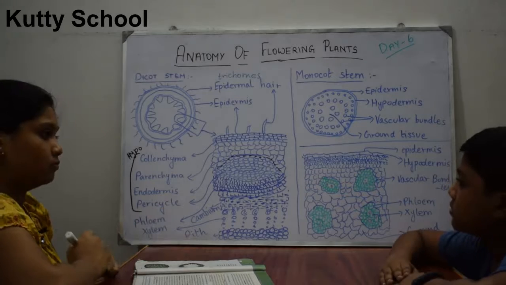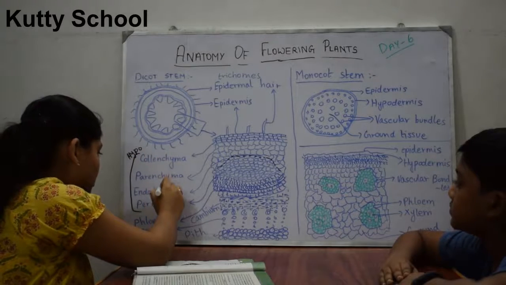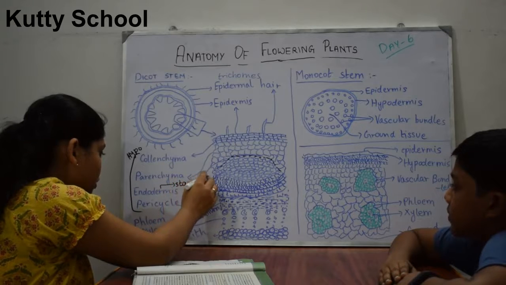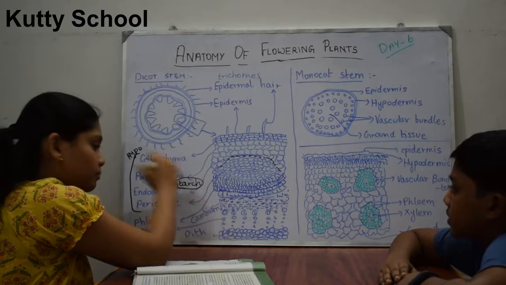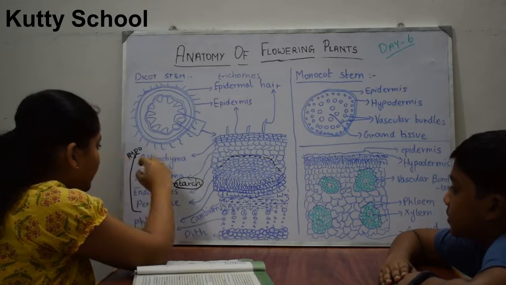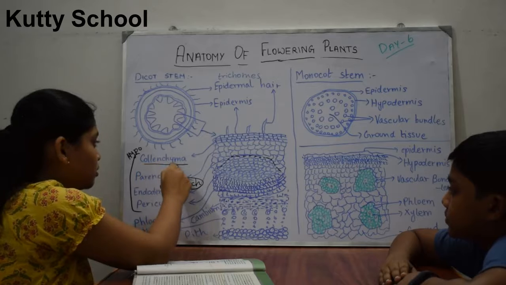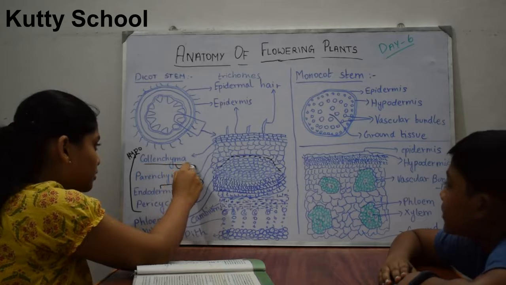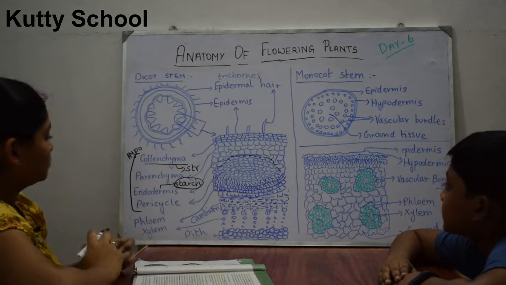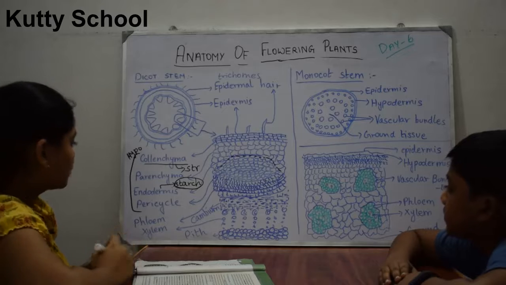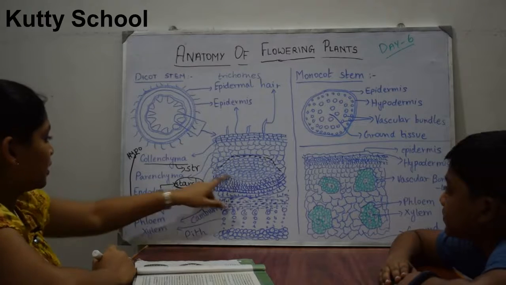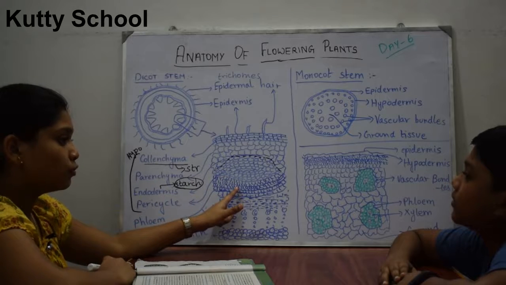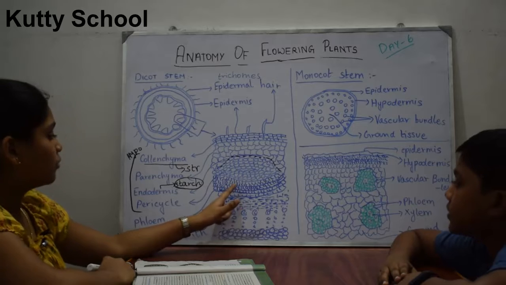So this endodermis is rich in starch grains. It will have starch content in them. And this collenchyma gives strength to plants, mechanical strength. And after this pericycle, there comes phloem. This is phloem, which transports food. And after that phloem, cambium.